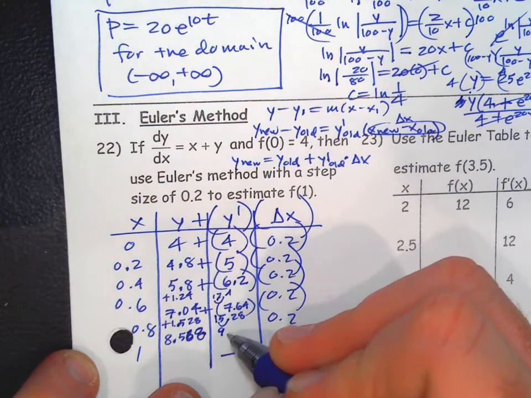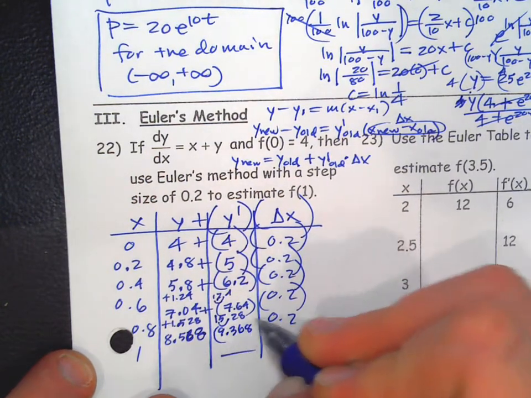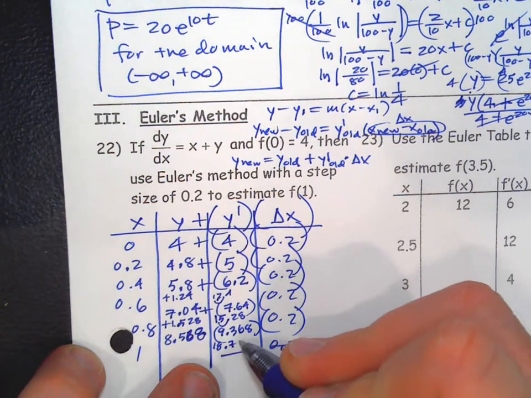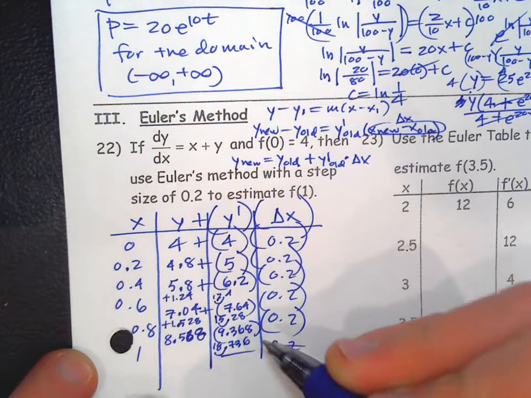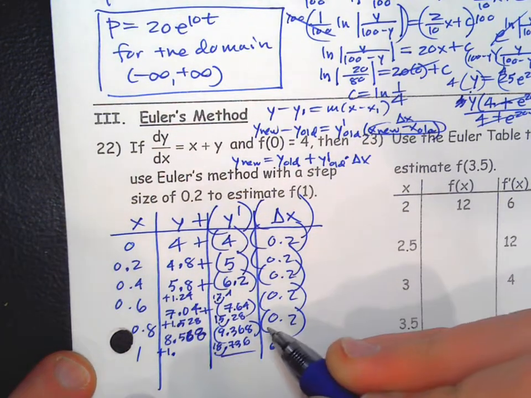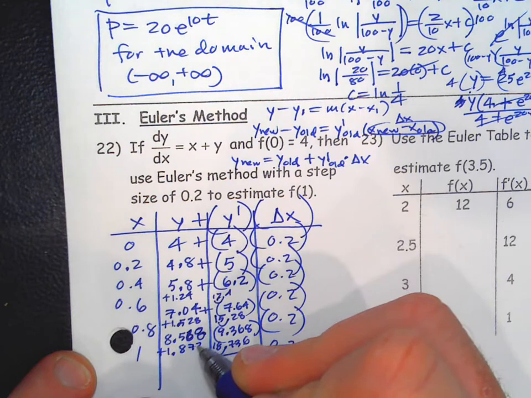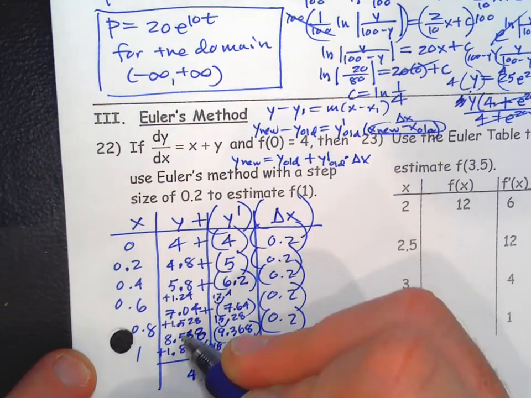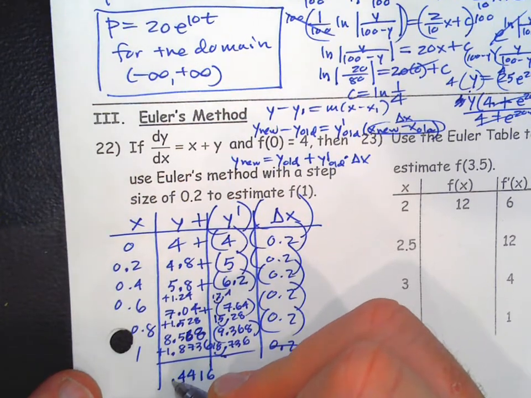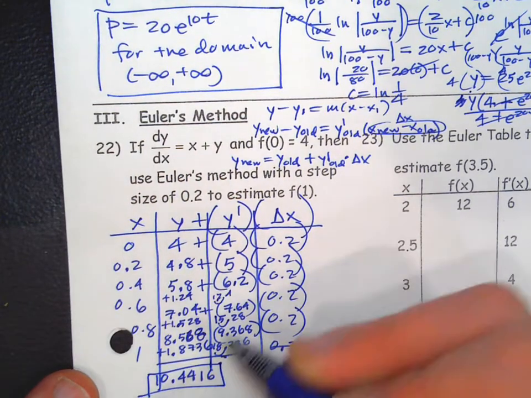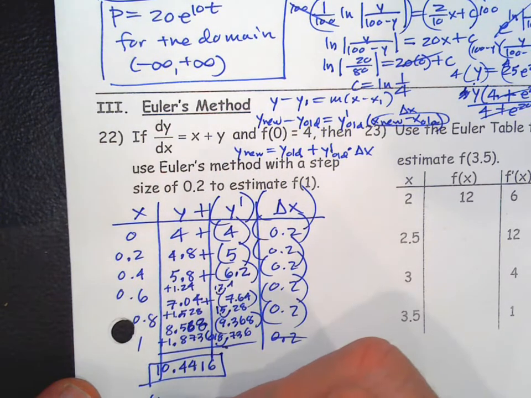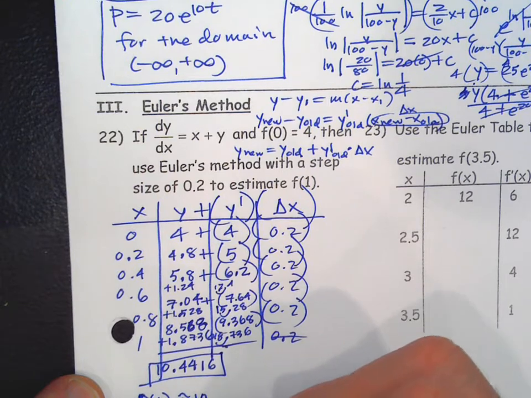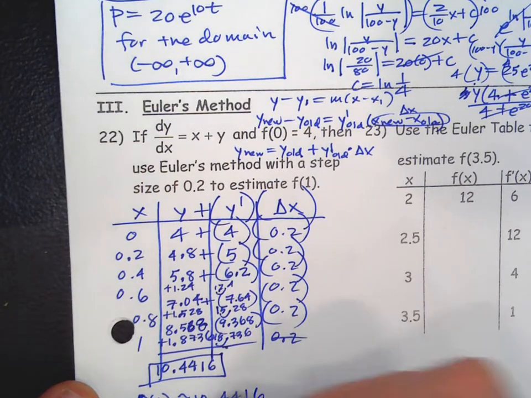It's going to be 9.368. And we're going to multiply these. That's going to be 18.736. And we're going to move the decimal point over. So we're going to add 1.8736. And we're going to get 6, 11, carry the 1 to 13 is 14, carry the 1 to 13 is 14, carry the 1 to 9 is 10. And so y1, or f of 1, is approximately 10.4416.